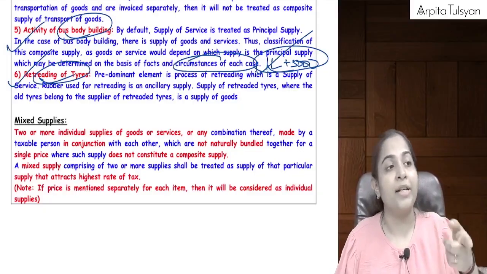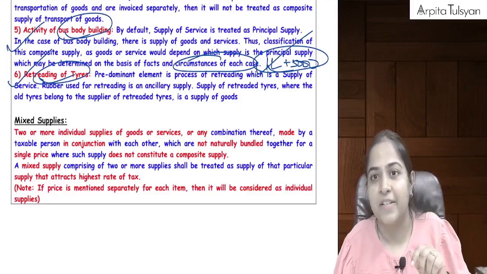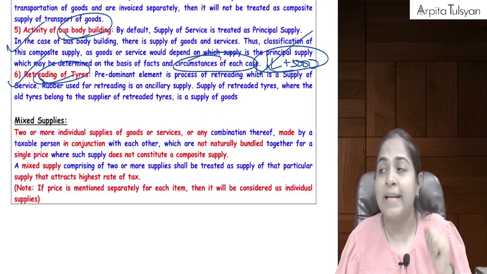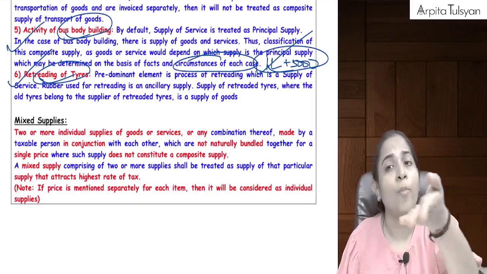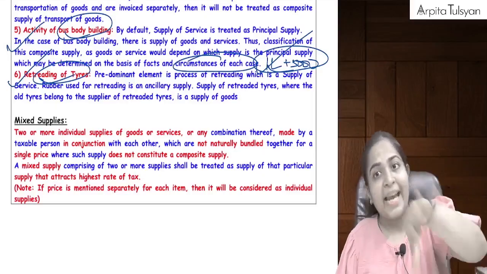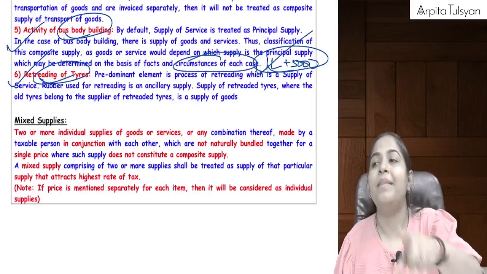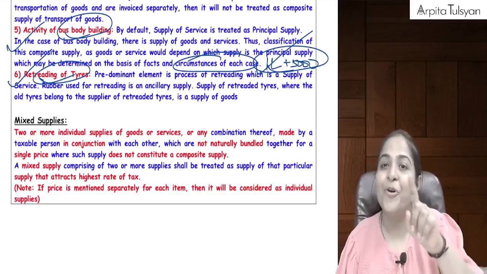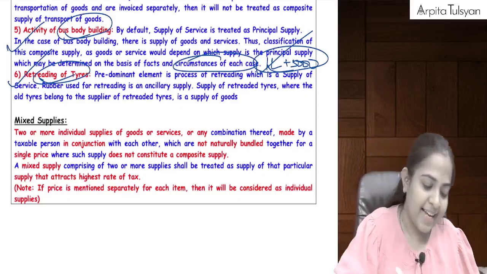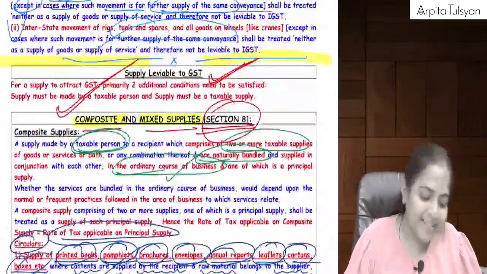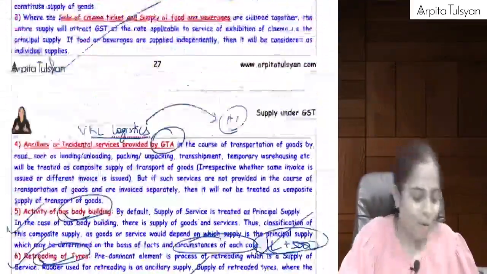Repairing is more important, so that will be considered as supply of services. But let's say I go to that repair person, and he tells me your tire is totally gone, no point in repairing it, you buy a second-hand tire from me. If I am buying a second-hand tire from him, then that will be considered as supply of goods. Are you understanding this? Yes, so these were certain circulars which were related to composite supply.